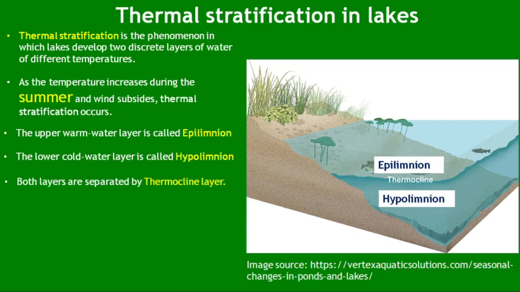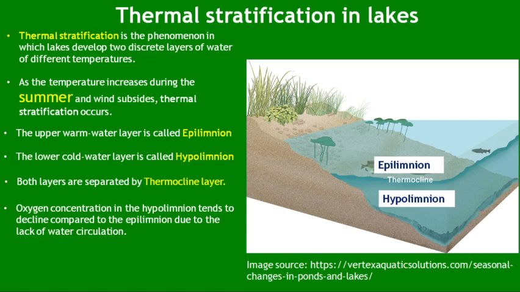Both these layers are separated by a layer in between, which is also called the intermediate layer, and it is named the thermocline layer. Thermocline layer will separate epilimnion layer and hypolimnion layer. The oxygen concentration in the hypolimnion layer tends to decrease compared to the epilimnion due to lack of water circulation. Because there is variation in the temperature, water will not circulate very easily from top to bottom. Also the thermocline layer will separate both the epilimnion and hypolimnion layers.